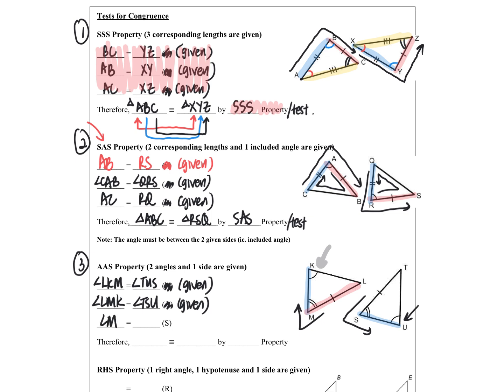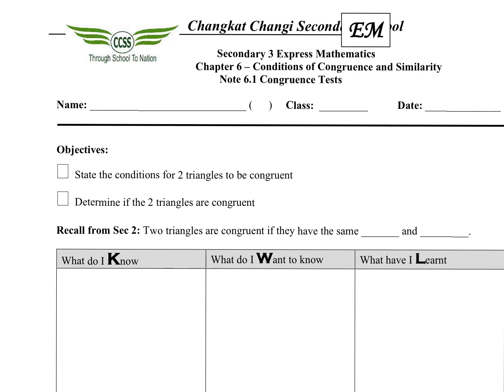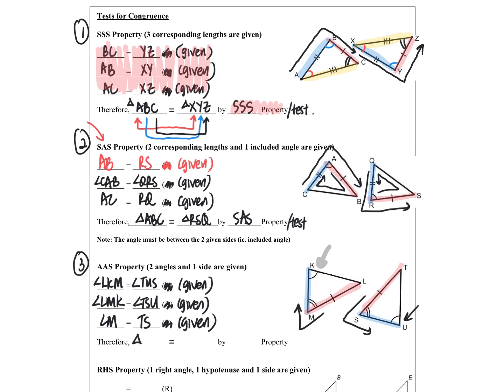And you link it with TS. So again it's given. So you can write triangle LKM, match it with triangle TUS by AAS property, angle, side.